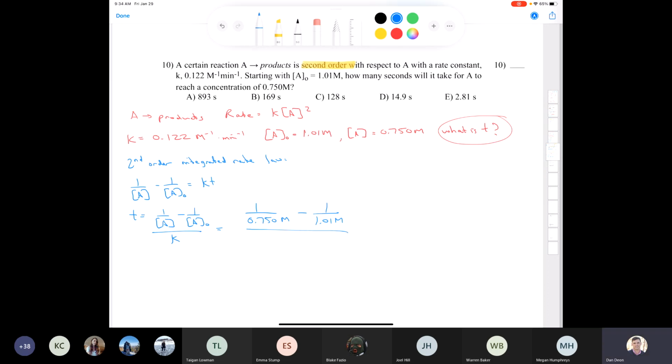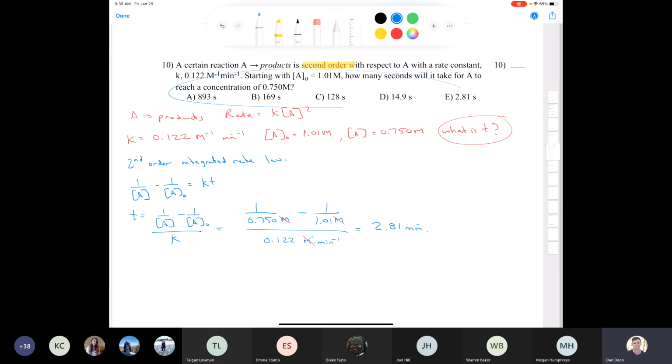All right, and then we're going to divide that by our K, which is 0.122 molar to the minus 1 minutes to the minus 1. I'm just going to double check my calculation here. I might have made a mistake in my solutions. 0.750 subtract 1 divided by 1.01 divided by 0.122. Okay, looks good. All right, so we see that molar to the minus 1 is going to cancel out, and we're left over with minutes to the minus 1 in the denominator. And so that means that our answer will be in minutes, and we get 2.81 minutes.